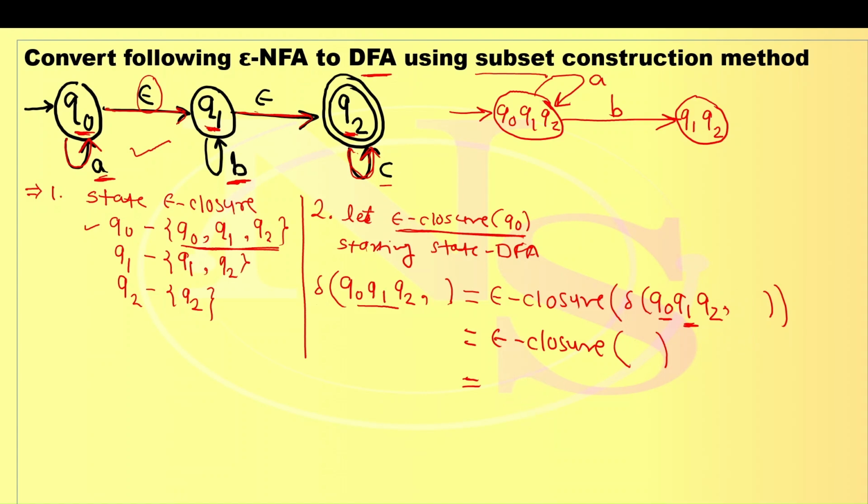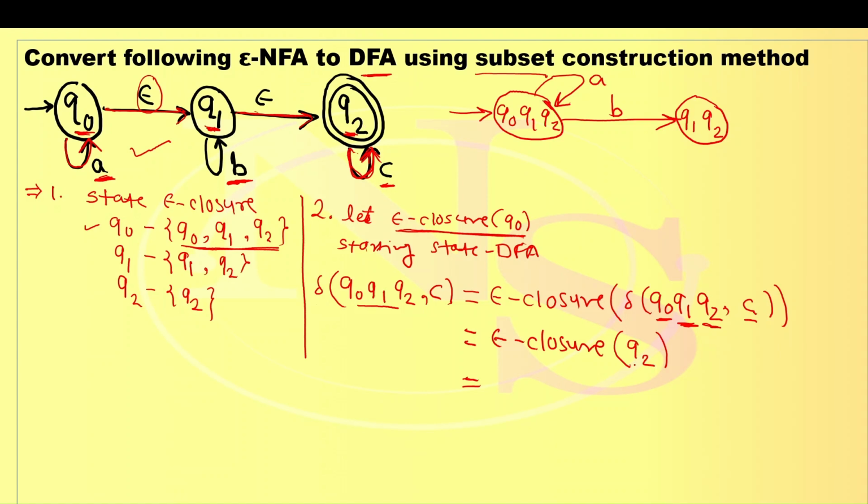So write it down here: Q0, Q1, Q2 on reading C. First Q0 on C. Q0 doesn't have a transition for symbol C, so nothing. Then the next one is Q1 on C. There is no transition for Q1 also, so phi means null. Then Q2 on C. Q2 has a transition for C. It's going to where? Q2.